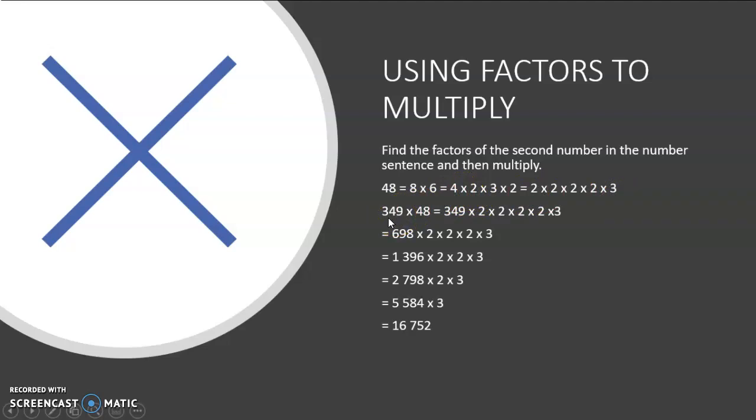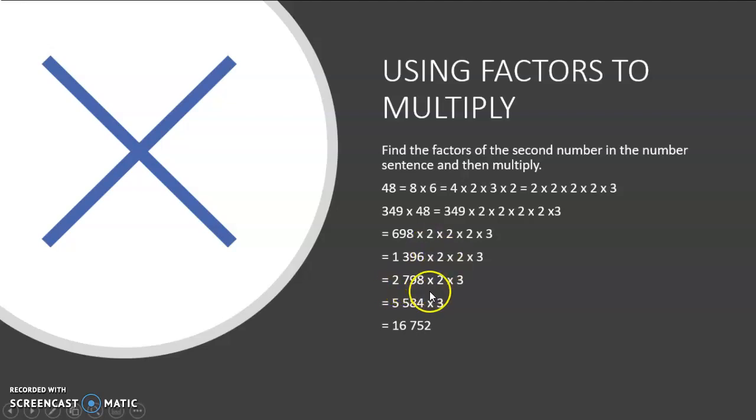Okay, so 349 times 48 will be equal then to 349 times 2 times 2 times 2 times 2 times 3. So then I start multiplying. 349 times 2 is equal to 698. Scratch that 2, it fell away. Times 2 again is 1,396. I scratch that 2. I multiply with 2 again.